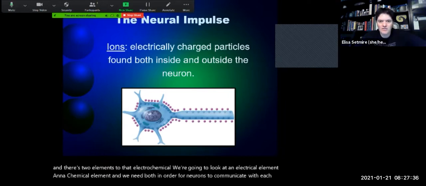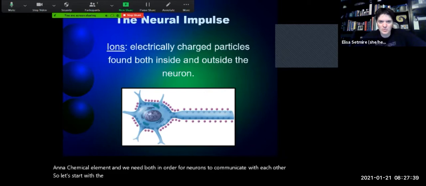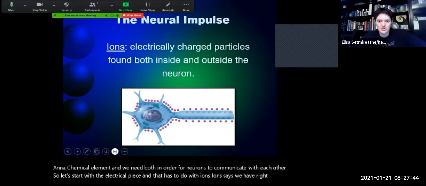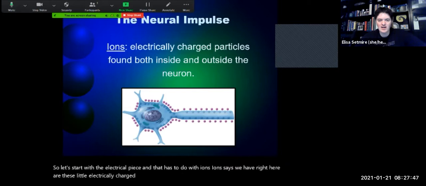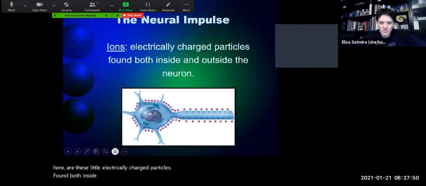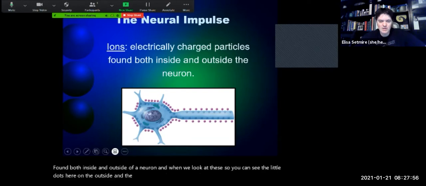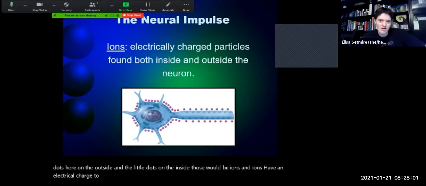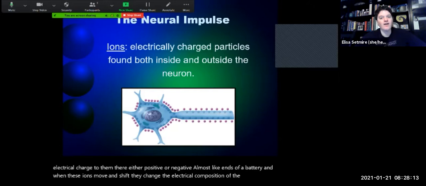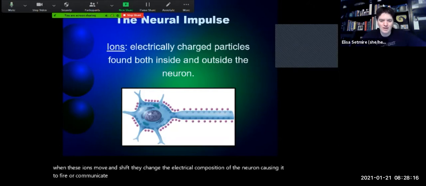So let's start with the electrical piece, and that has to do with ions. Ions, as we have right here, are these little electrically charged particles found both inside and outside of a neuron. You can see the little dots on the outside and the little dots on the inside; those would be ions. Ions have an electrical charge. They're either positive or negative, almost like ends of a battery. When these ions move and shift, they change the electrical composition of the neuron, causing it to fire or communicate or start a neural impulse.